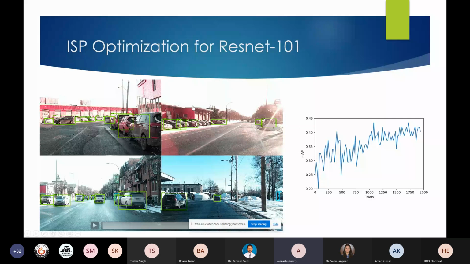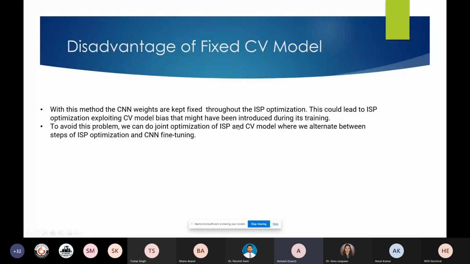But one of the problems with this is that it is using the bias that was introduced while training the computer vision algorithm itself. By optimizing the ISP in this way, we are actually separating it from the downstream task. Although we are using the downstream computer vision task for evaluating the performance of that particular ISP configuration, it's still sort of separate from the downstream task.